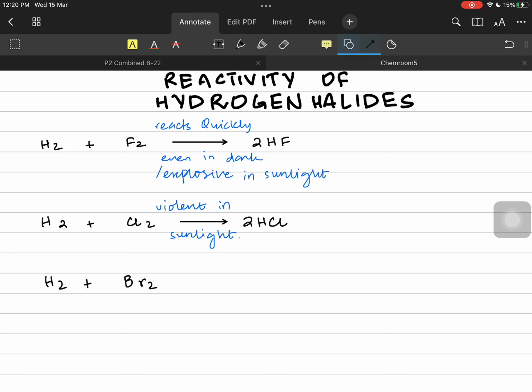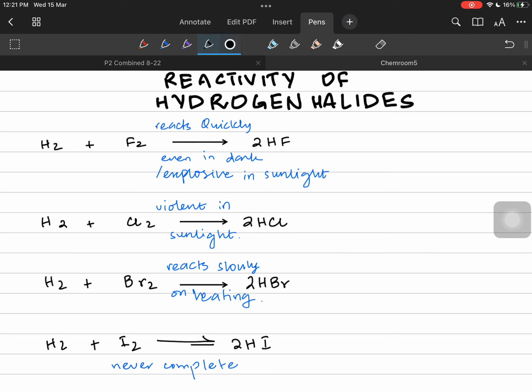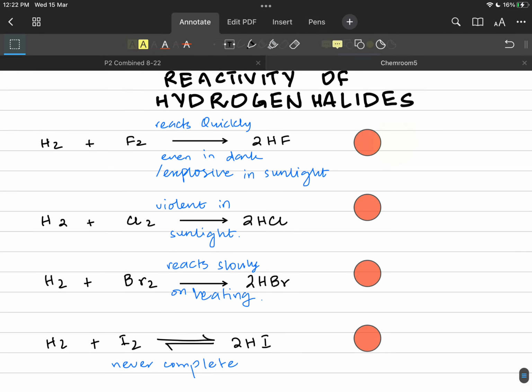When hydrogen reacts with bromine, we get hydrogen bromide. HBr is produced here. It happens at a fair speed when heated. So it reacts slowly on heating, it's not a very quick reaction. Just notice the trend that the reaction is becoming less vigorous. Hydrogen and iodine make hydrogen iodide. It never reaches completion. Even if you heat it, it will never become a complete reaction because it is reversible.